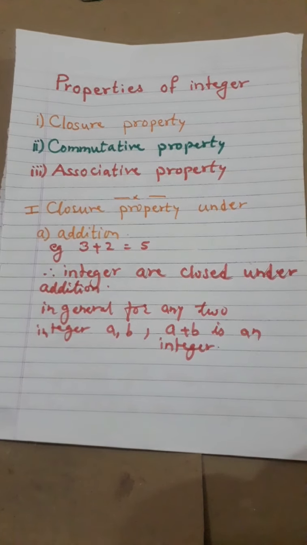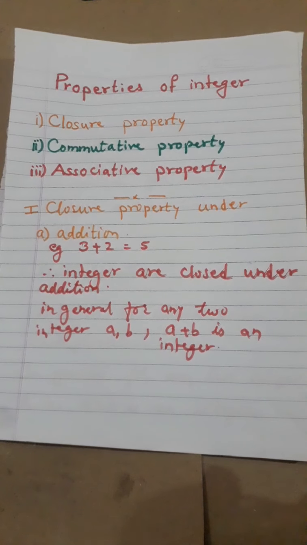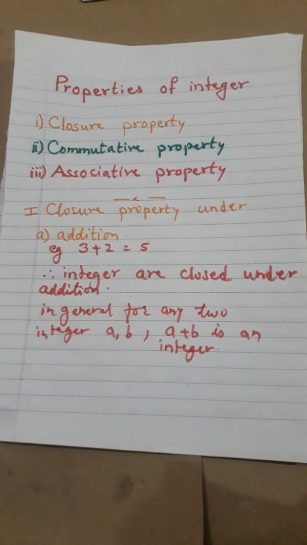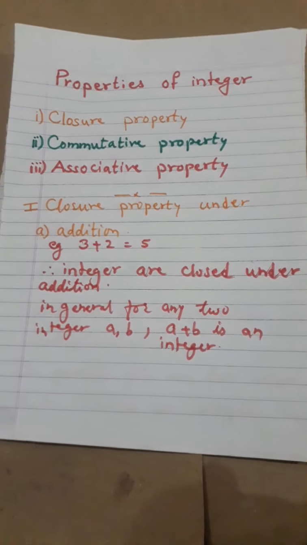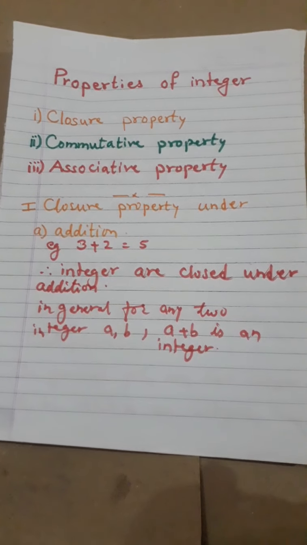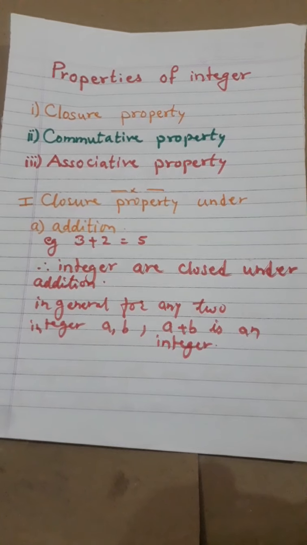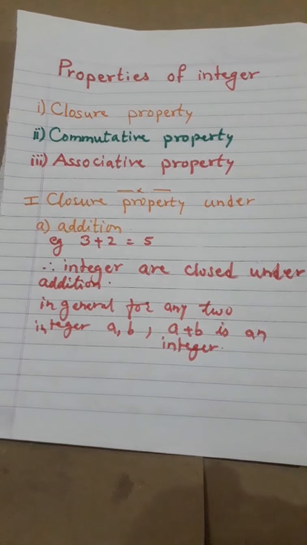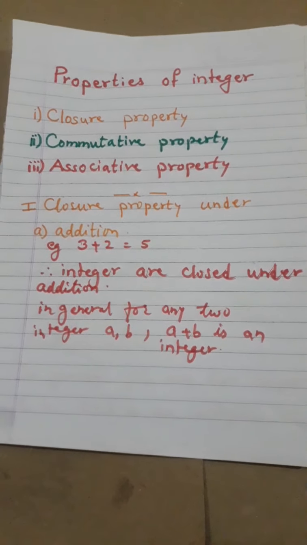So let's start with addition. If two integers are added, what answer are you getting? Integer only. Therefore, we can say that integers are closed under addition. In general, for any two integers a, b, a plus b is an integer.